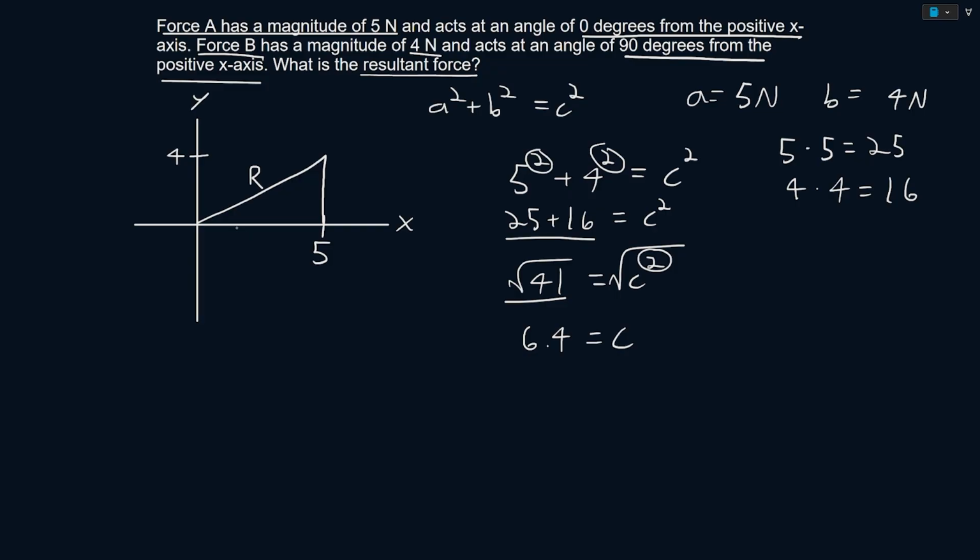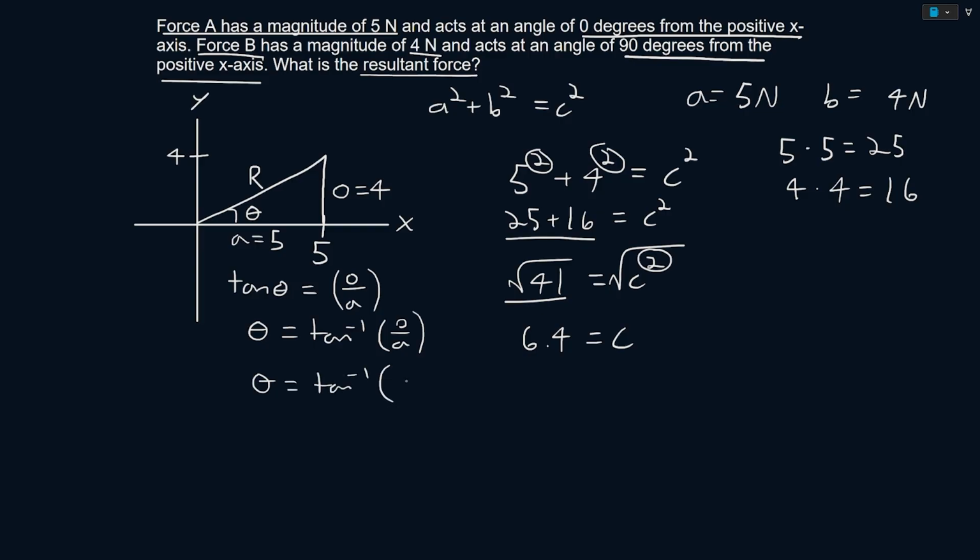In order to find the direction of our resultant force, we have to find this angle, theta. In order to find theta, we'll use the trig function tangent of theta is equal to opposite over adjacent legs. Then theta is equal to the inverse tangent of our opposite and adjacent legs. Our opposite leg is equal to force B, which is 4 newtons, and our adjacent leg is equal to force A, which is equal to 5 newtons. Plugging in, we get that theta is equal to tangent inverse of 4 over 5.